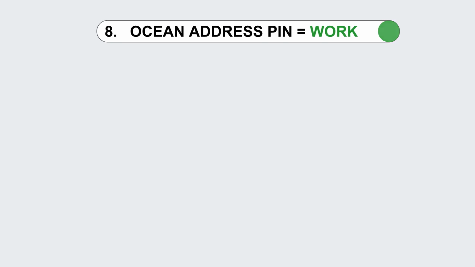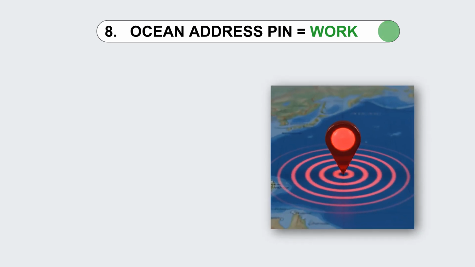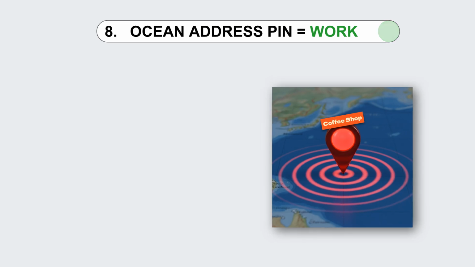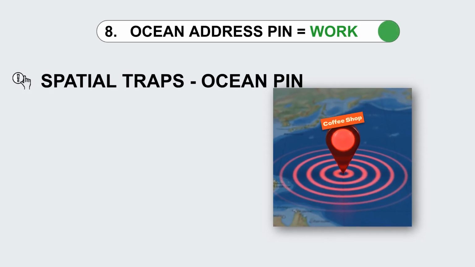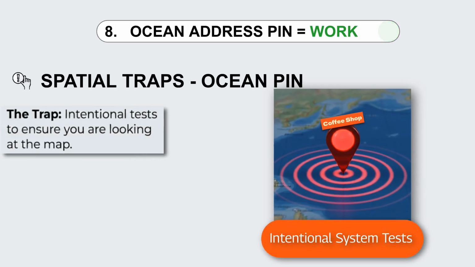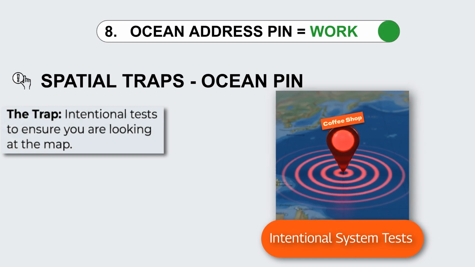But dead links aren't the only way the system tests you. Sometimes the test is visual, like a coffee shop address pin sitting in the middle of the Atlantic Ocean. Beginners laugh and say, "The tool is glitched, I'm releasing." This is what I call a spatial trap. It's an intentional test to see if you are actually looking at the map.